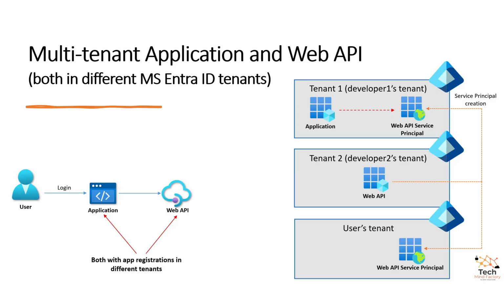So in this case, what we also have to do is create a service principal in the user's tenant, as you can see. So in the end, we have this architecture, right? In the user's tenant, we have both service principals registered, one for the application and the second one for the web API.